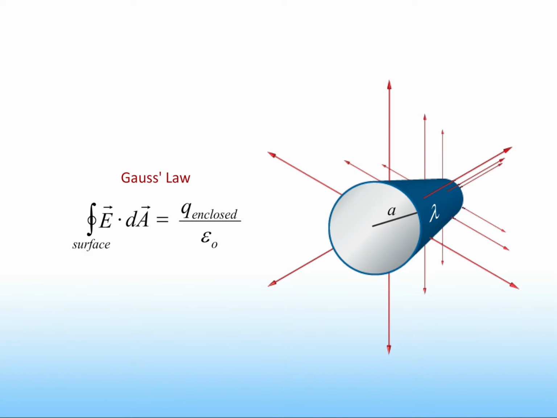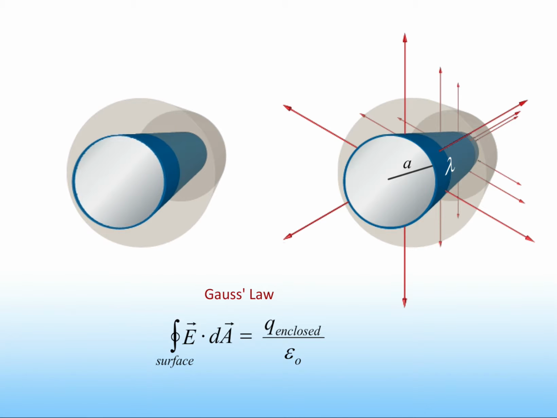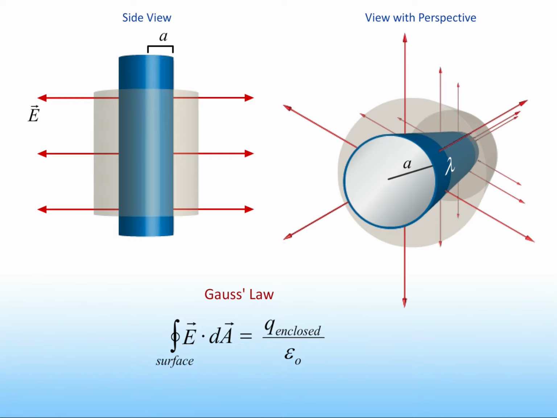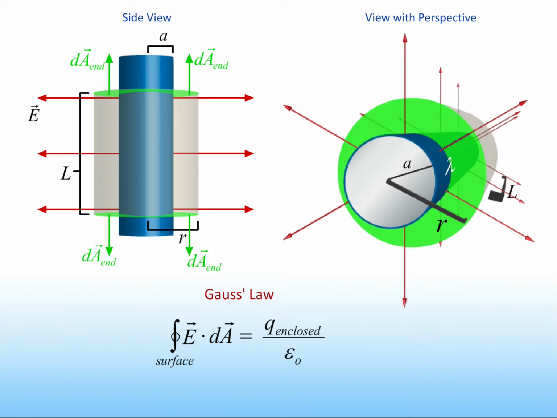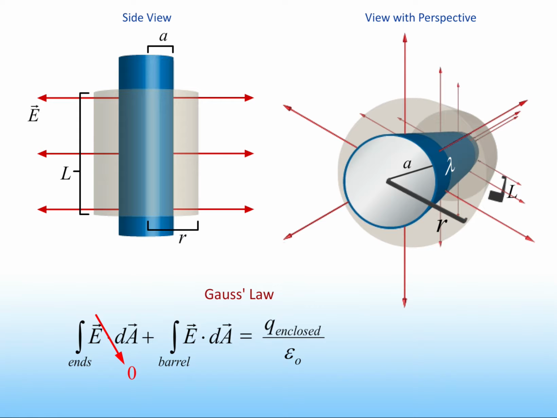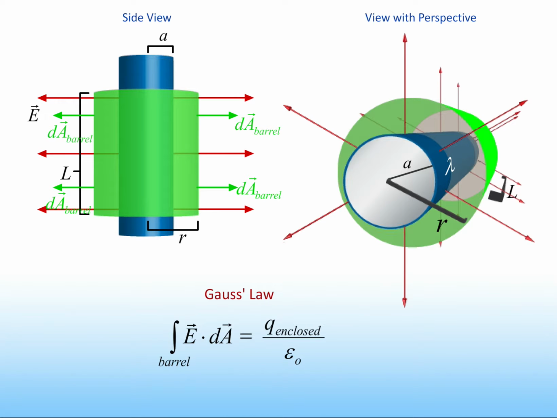To find the value of the field, a distance r from the axis of the cylinder, we choose our Gaussian surface to be a cylinder of length L and radius r centered on the axis of the conductor. For the two end surfaces, E is parallel to the surface and therefore perpendicular to dA. Consequently, E dot dA over the ends is 0. Therefore, the only contribution to the integral of E dot dA over the cylinder comes from the barrel surface.